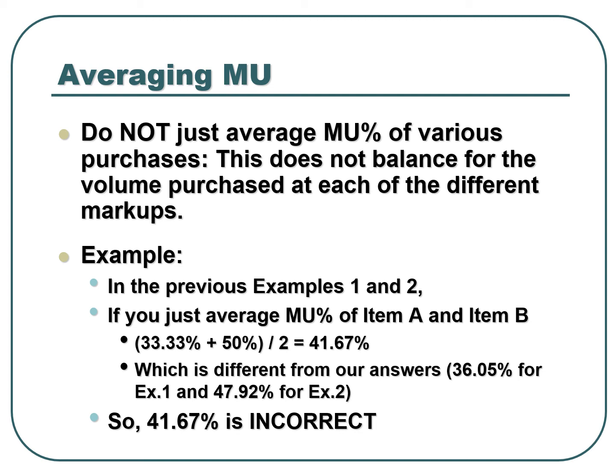So in the previous examples 1 and 2, if we just averaged the markup percent of item A and item B, so 33.33% for item A and 50% for item B, and you just divide by 2, that would have been 41.67. But neither example resulted in 41.67 as the final answer for the AMU percent, right? That's because we had to adjust the average markup based on the quantities, the volume of the different purchases that we made for different items.